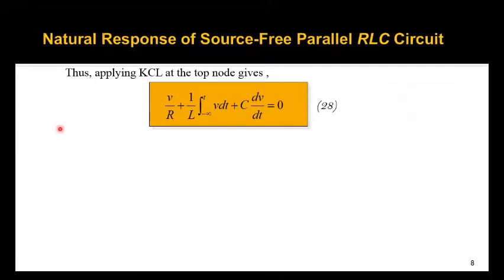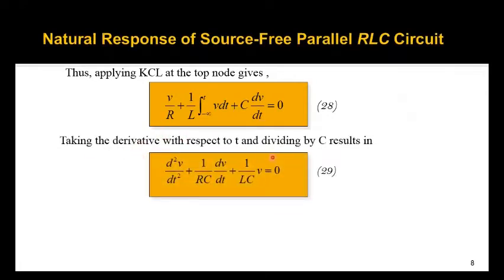Then we apply KCL at the top node and it gives you the currents. This is the current for the resistor, this one is the current for the inductor, and this one is the current for the capacitor. Looking at this equation, you see that this one is a derivative, this one is an integral. So you need to manipulate the equation to make sure that you have similar parameters. Taking the derivative with respect to t and dividing the equation by C, this results in equation 29. Now you can see that a second order differential equation appears in the solution.